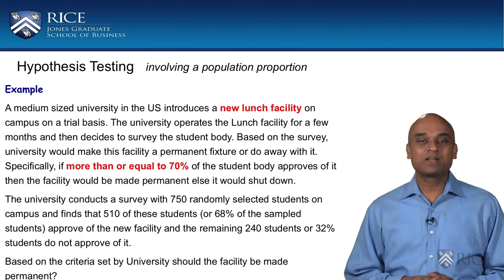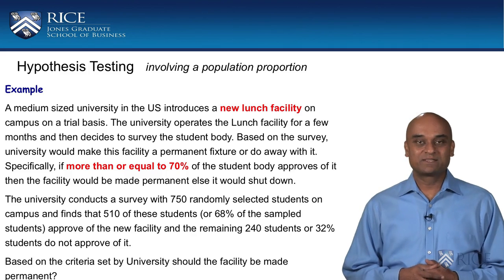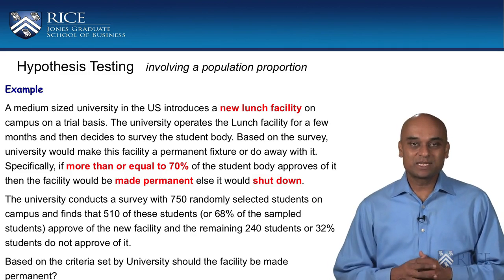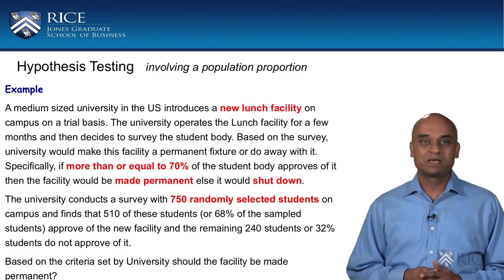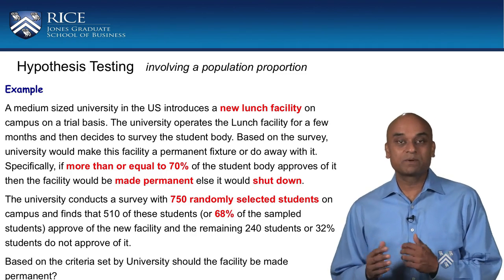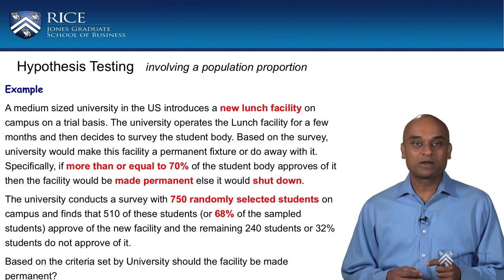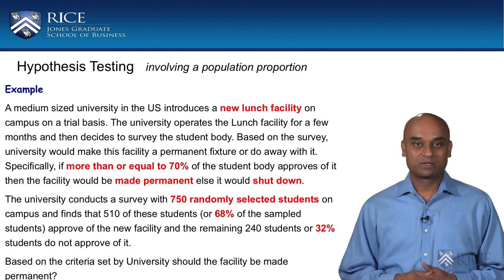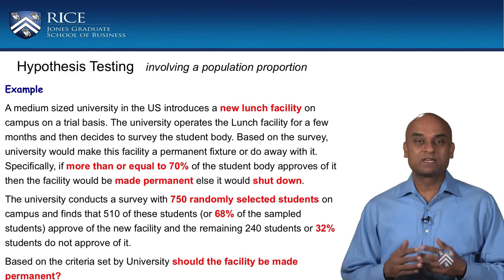Specifically, if more than or equal to 70% of the student body approves of it, then the facility would be made permanent, else it would shut down. The university conducts a survey with 750 randomly selected students on campus and finds that 510 of these students, or 68% of the sample students, approve of the new facility, and the remaining 240 students, or 32%, do not approve of it. Based on the criteria set by the university, should the facility be made permanent?